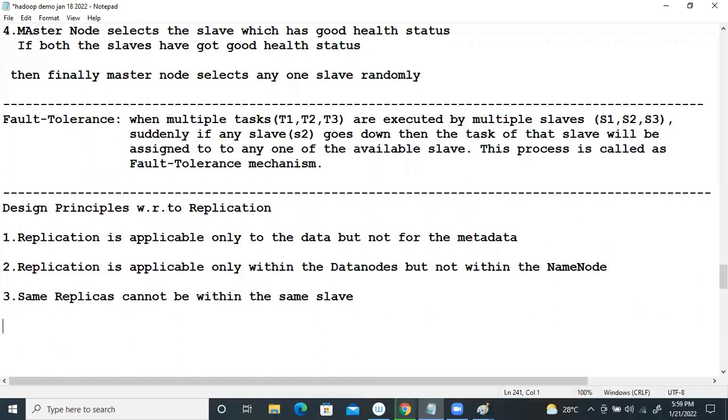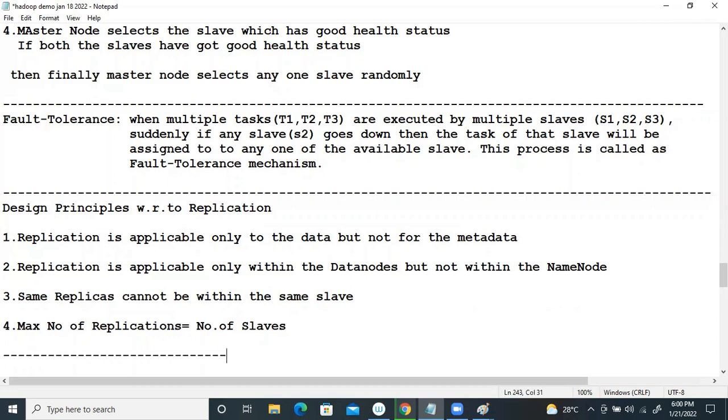Max number of replications is equal to the number of slaves. Max number of replications depends on the number of slave nodes. However many slaves you have, that many replications you can go.